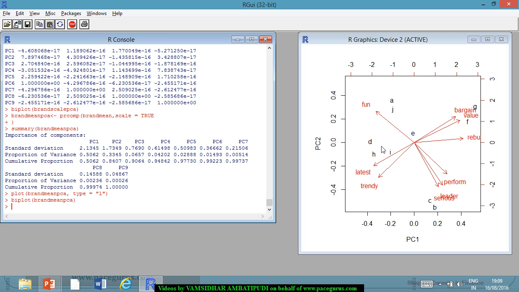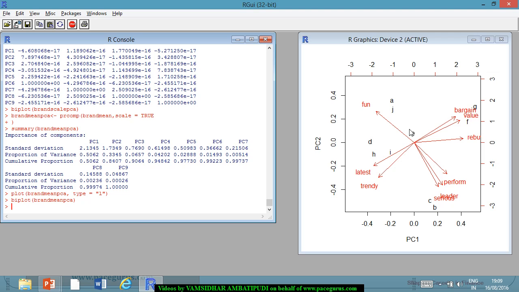So probably there are different ways of interpreting this. If I am a brand manager for brand E, it's almost in the middle. It is neither towards latest, it is neither towards fun, it's not in any of the directions. It's neither towards PC1 nor PC2, it's somewhere in the middle.